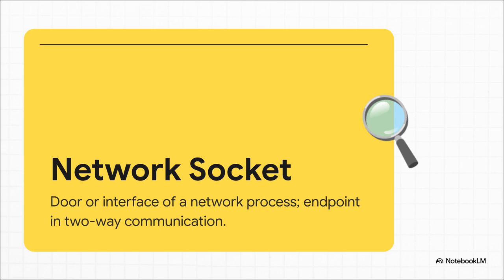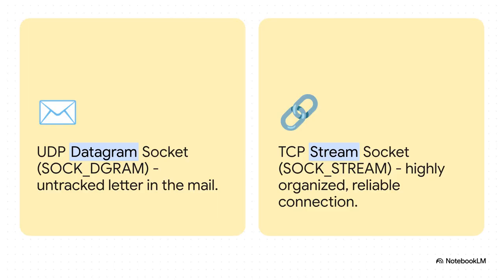If two processes on different machines want to communicate, they absolutely have to do so via a pair of these sockets. Now, at the transport layer, you've generally got two types of these doors. A UDP datagram socket just kind of fires data out into the void, like dropping an untracked letter in the mail. But today, we're strictly focusing on the TCP stream socket, the SOCK_STREAM. Unlike UDP, TCP demands a highly organized, established connection before any actual data can flow. It is a logical, point-to-point, full duplex tunnel.